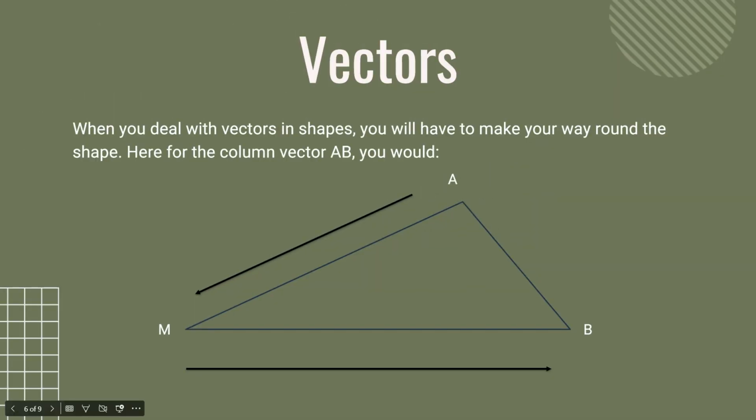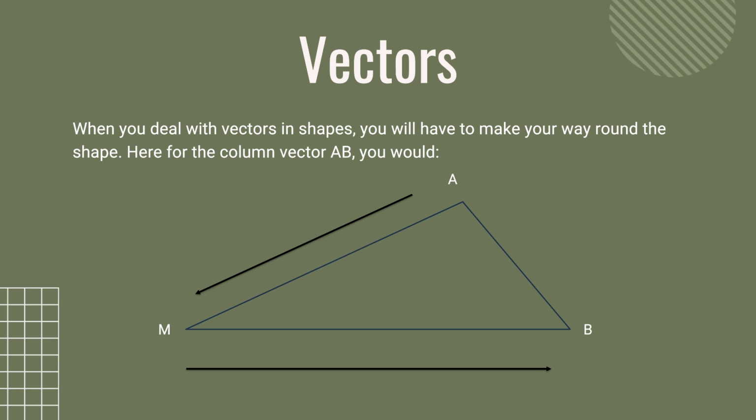Now, when we deal with vectors and shapes, you'll have to make your way around the shape. Here for the column vector AB, we would go A to M, then M to B. Because if we don't know what AB is, but we know what AM and MB are, we can simply write it in a form. So if A to M was 2a and M to B was 3b, A to B would be 2a plus 3b, because we've gone in that direction.